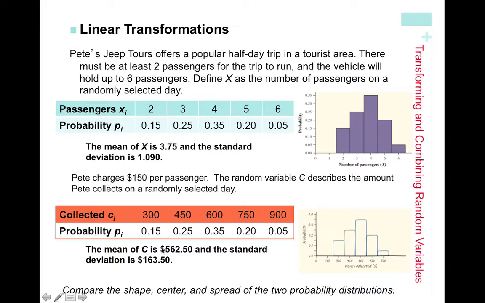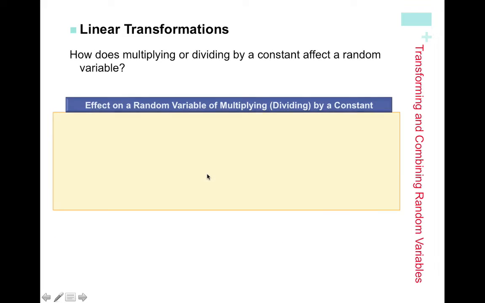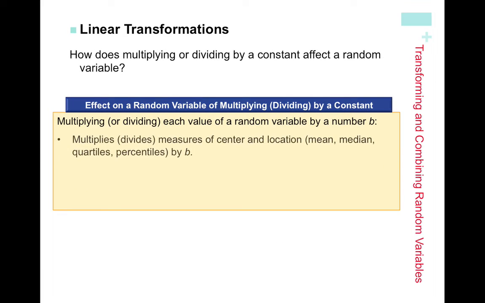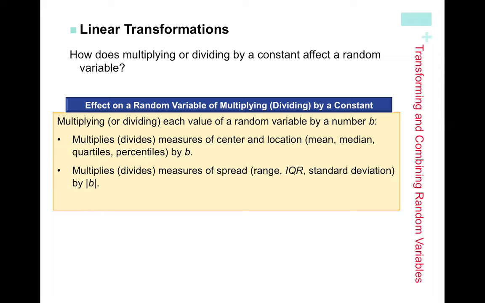So the shortcut here is if you're asked to transform the random variable, it's similar to when you're transforming a single variable. If it's multiplication, it's going to impact the measures of center and the measures of spread. Again, it doesn't impact the shape. And again, likewise, as I said before, it'll multiply or divide the measures of spread by that absolute value of b. And we're just talking about range, IQR, and standard deviation. If you were talking about variance, you'd have to square b.